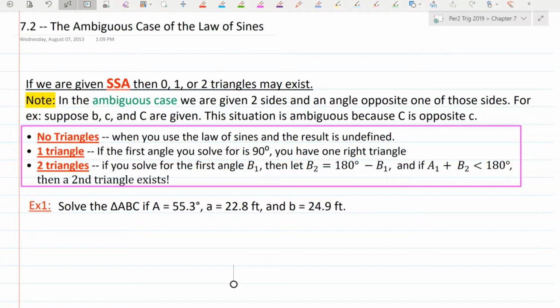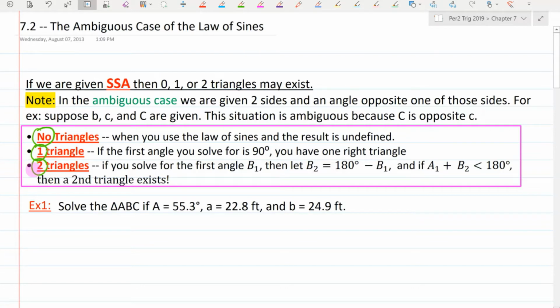In section 7.2, we're going to be doing the ambiguous case of law of sines. So when they give you two angles, then you have a triangle. There's no decision making, there's one triangle. However, if they only give you one angle and two sides, then it's possible that you're not going to have any triangles, that you might have one triangle, or that you might have two triangles.